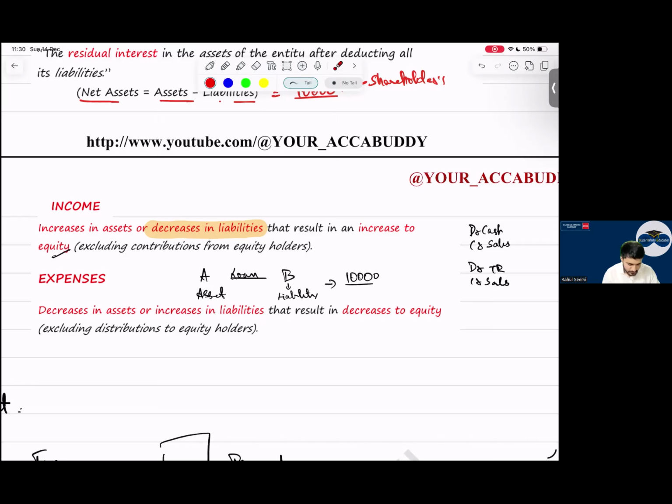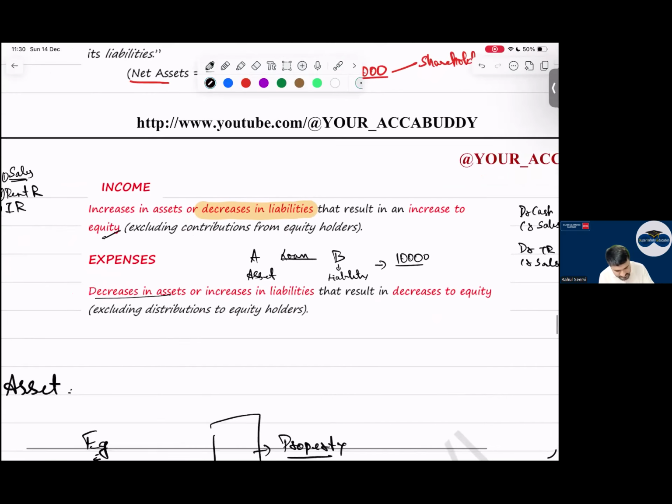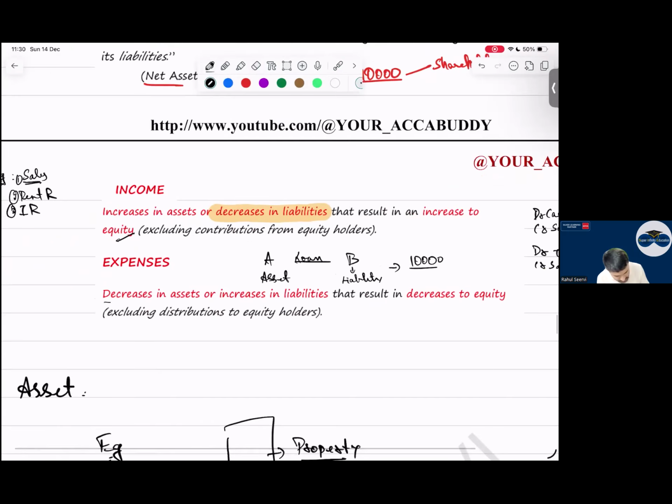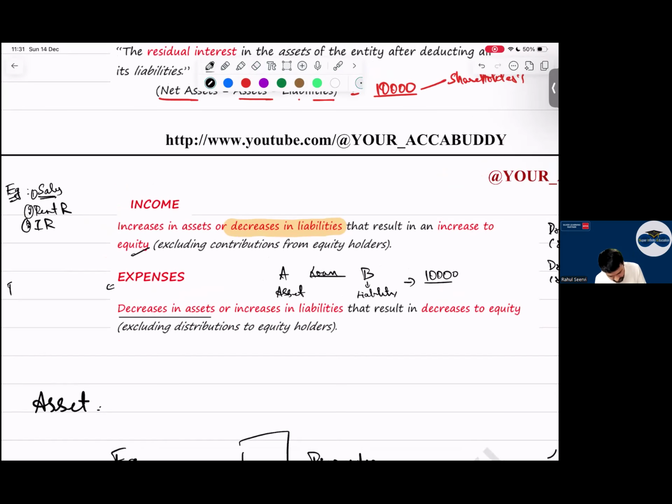Simple. Then coming to expenses, sir. In expenses, what is there? Decrease in asset. Can you give an example for decrease in asset, which is an expense? Bad debts. Oh, very good example. Then can I say depreciation? Asset value decreasing. Correct. Yes, sir. So whenever the value of the asset is decreasing, it is an expense for you.